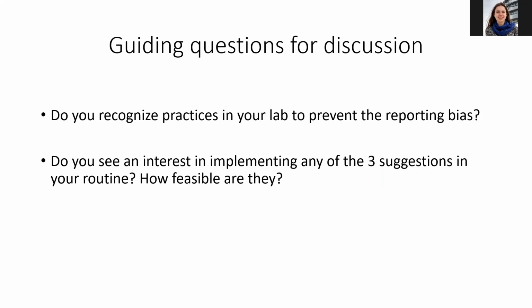To help guide our discussion, I'm bringing some questions that might be worth addressing. Do you recognize practices in the lab to prevent reporting bias? Do you see an interest in implementing any of those three suggestions in the routine? How feasible would they be? And maybe also, do you recognize having already been biased, using this kind of selective reporting, even if you were unaware of this problem?